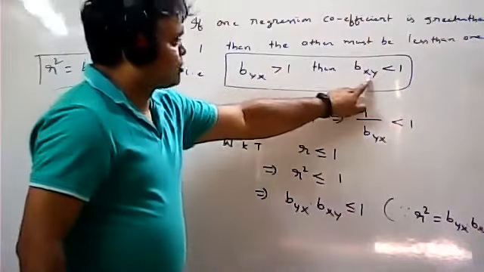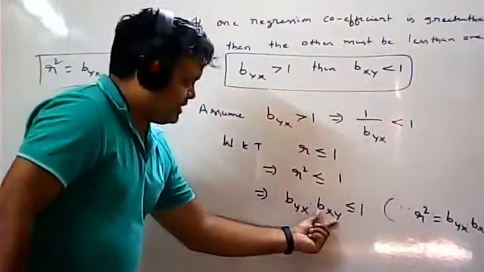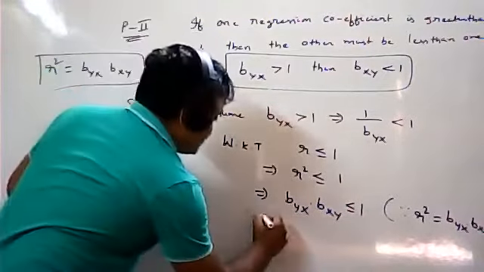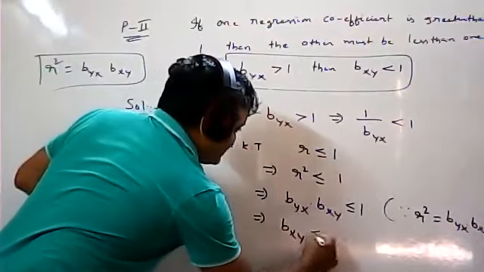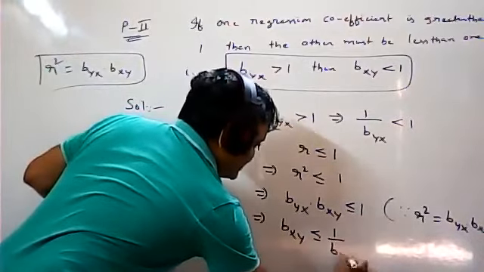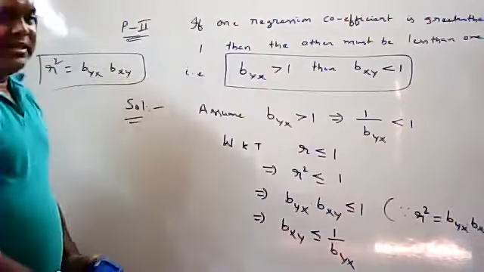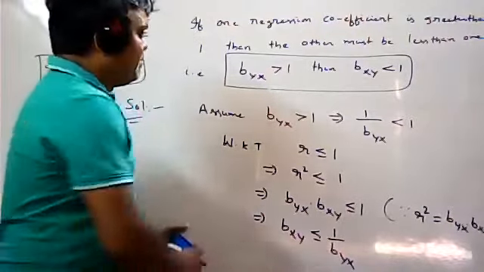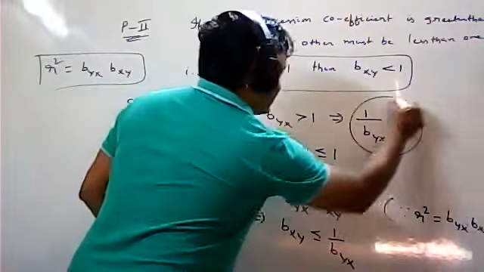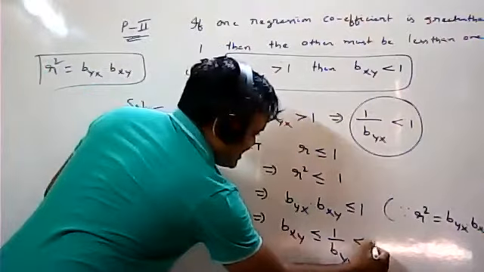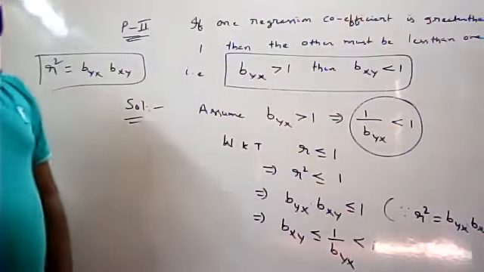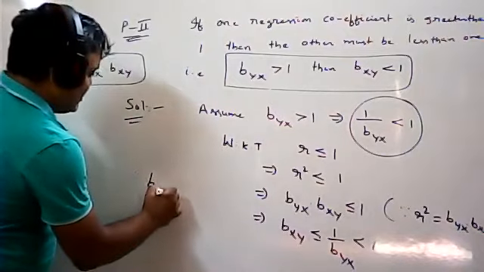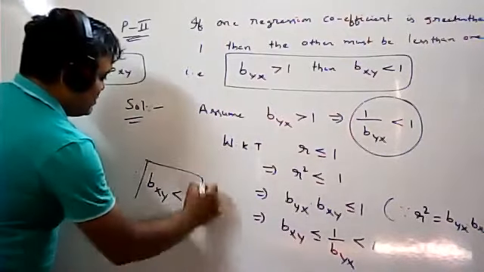Now what do you have to show? You have to show bxy. So I will keep bxy on this side and send byx to the other side. So what will you get? This implies bxy is less than or equal to 1 by byx. But what is 1 by byx? The value of 1 by byx is less than 1. That means finally, therefore, bxy is less than 1.